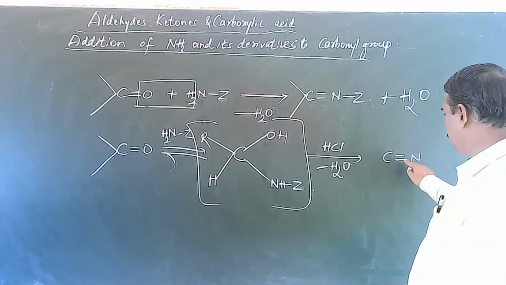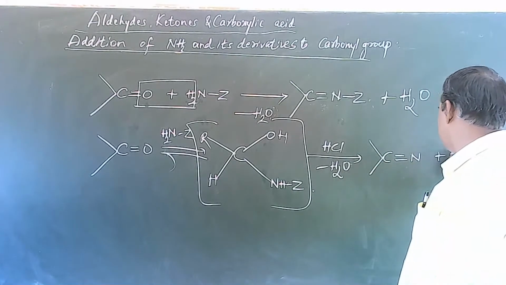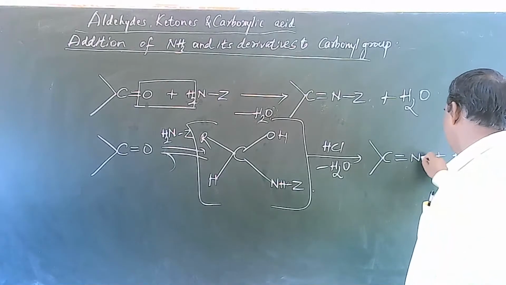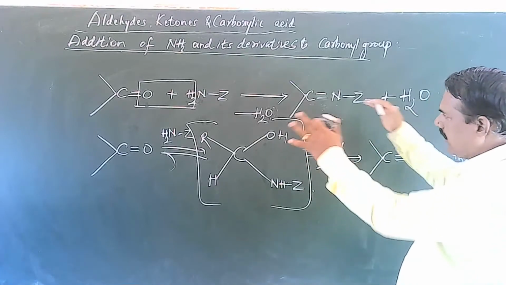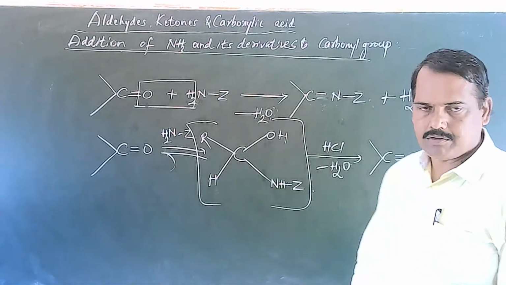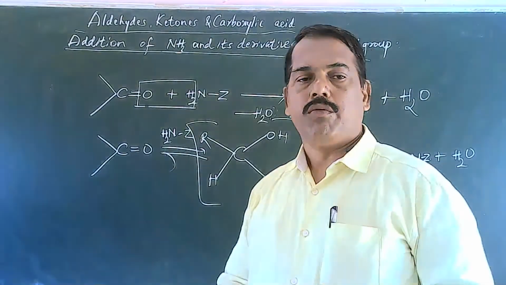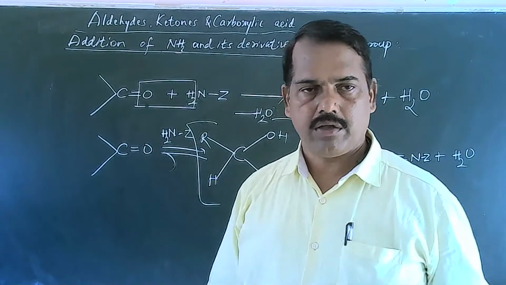Which bond is formed? A C to N bond is formed, plus H2O. So any derivative attaches to this. This is the skeleton of the equation we have to remember. Are you clear? Very important, many reactions are there. We have to concentrate.